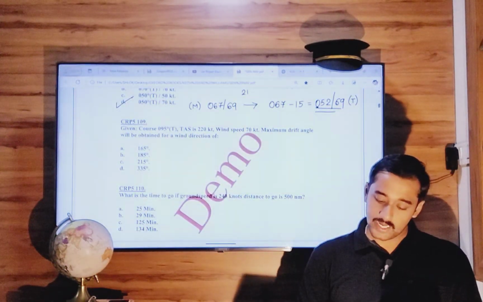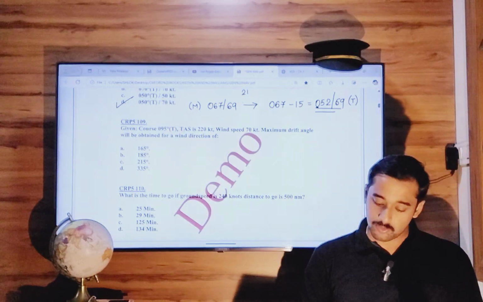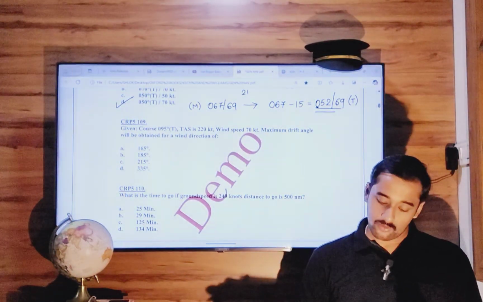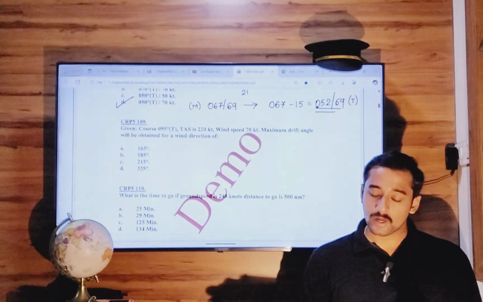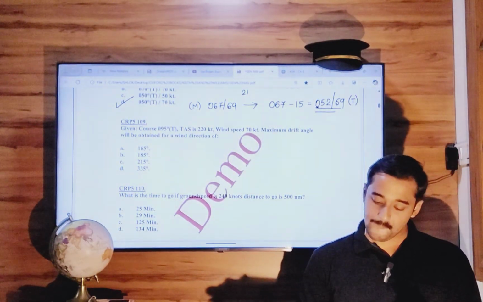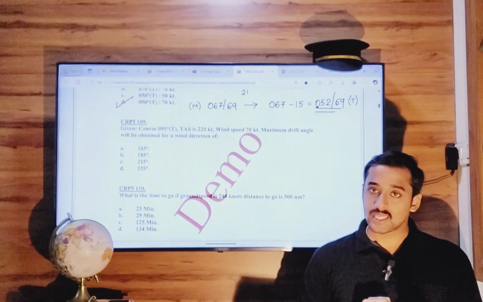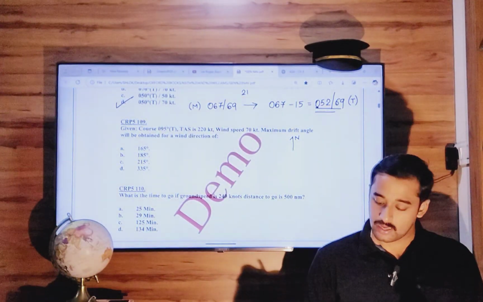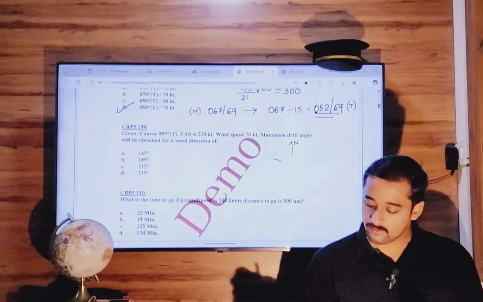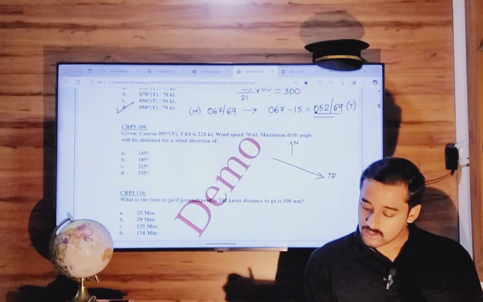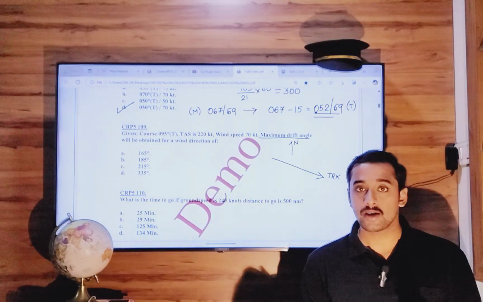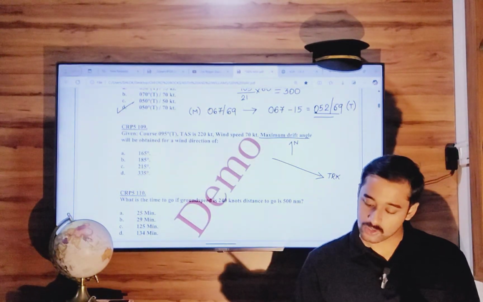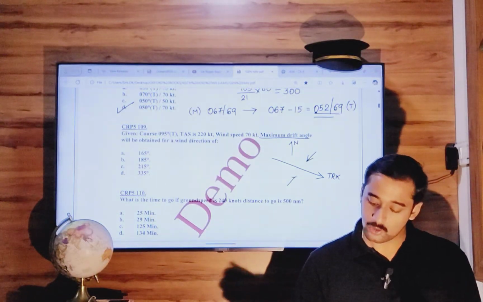Next, question number 109. Course, tasks, wind speed given. What is the maximum drift angle? Maximum drift angle will be obtained for a wind direction of what? So your course is 095. So let's say this is your north datum. Your course is 095. Maximum drift angle will be produced by a crosswind which is directly perpendicular to your course.